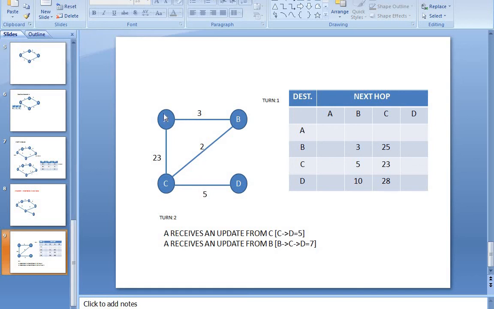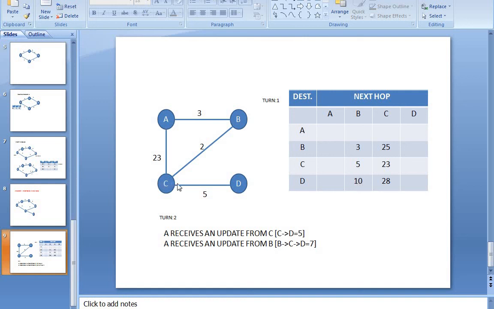Now in router A's routing table, the destinations are A, B, C, D, and here we have the routers A, B, C, D, so this is a kind of matrix. When router A sends to router B, the cost is 3. When router A sends to router C, the cost is 23. When router A sends to router D through B, it will be 3 plus 2, 5 plus 5, 10. So the destination is D, and through B, the cost will be 10 here.